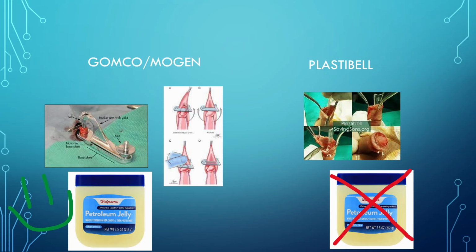The one on the right is the Plastibell. This is where a device, like a bell, gets placed on the penis, and it will slowly cause the skin to fall off. About a week or so later, the bell will fall off with the extra foreskin.